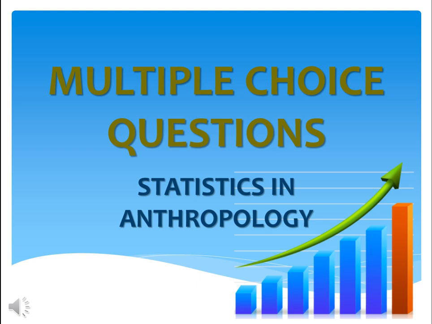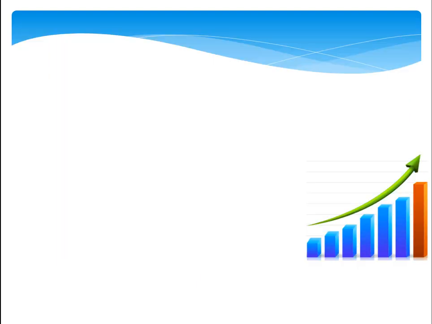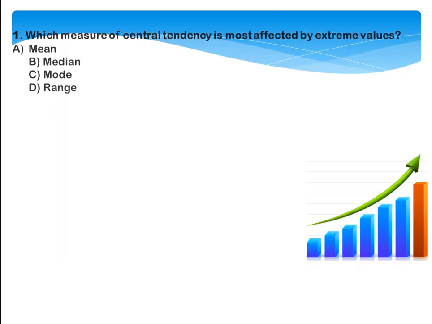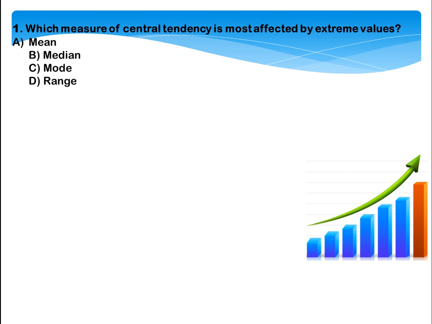Multiple choice questions. Statistics in anthropology. 1. Which measure of central tendency is most affected by extreme values? A. Mean. B. Median. C. Mode. D. Range. Answer A. Mean.